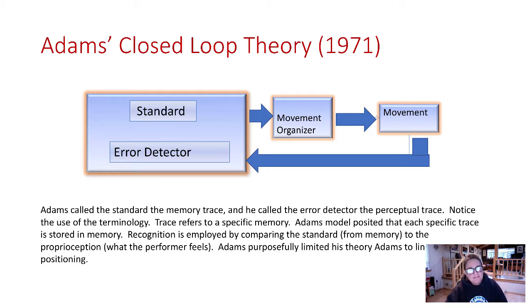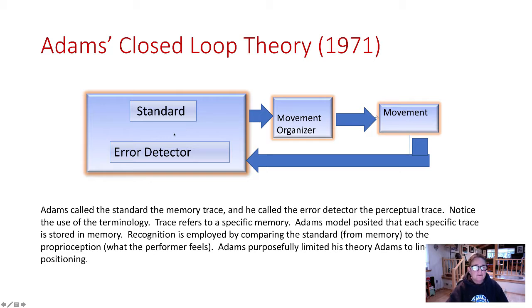So if you could imagine this error detector, which he calls the perceptual trace, is compared to what we intend to do. In other words, what we did is compared to what we intend to do. If there's a match, then everything goes on as planned. If there's a mismatch, then I know that I have to reprogram the whole idea and send it back through the musculature.